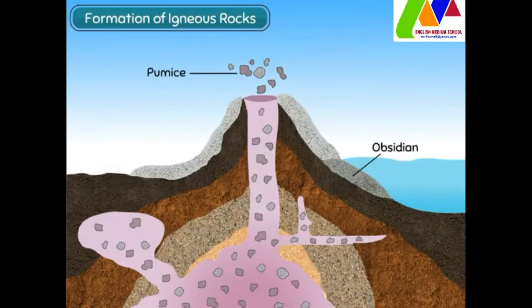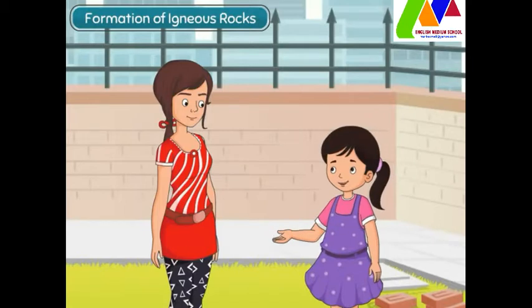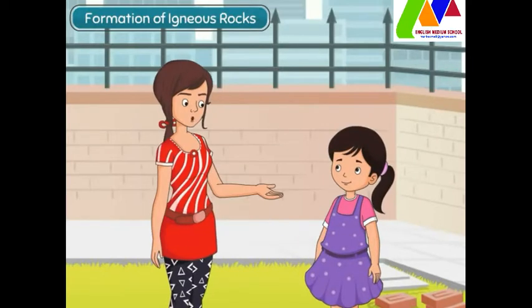Obsidian, pumice, and basalt are examples of extrusive igneous rocks. The granite rock you found in the park is an intrusive igneous rock. Thank you for all the information, Didi. Now I know so much more about igneous rocks. You are most welcome, Girija.